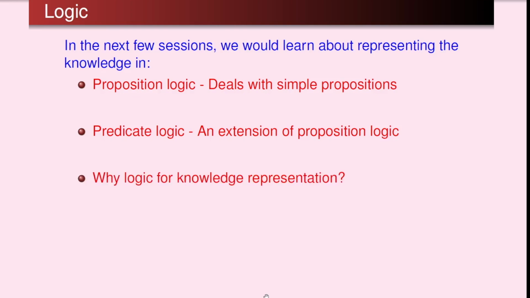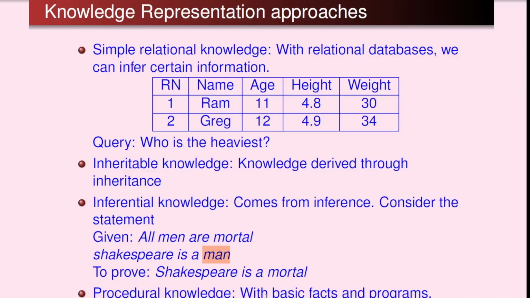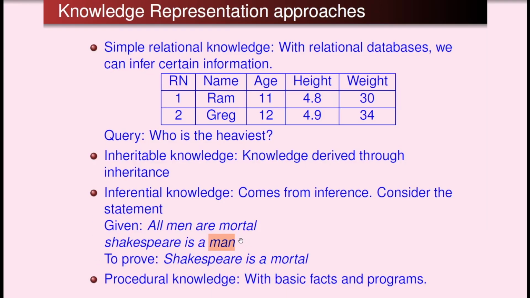And the first question: why do we need logic for knowledge representation? Again, only with logic is our inferential knowledge possible. With the Socrates example that we saw, with the two statements, all men are mortal and Shakespeare is a man, from these two statements we infer Shakespeare is a mortal. This type of inference is possible only through logic. Now, we will get into the first type, which is propositional logic.